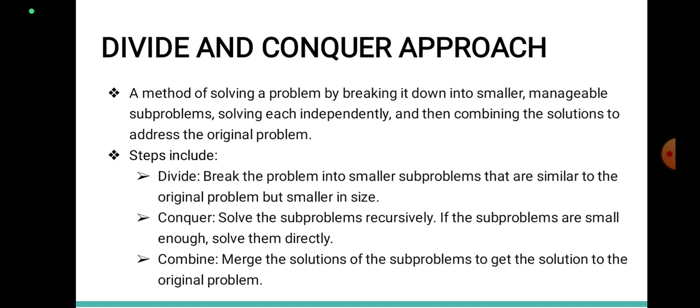There are three main steps. First one is divide. While dividing, we are breaking the problem into smaller subproblems that are similar to the original problem, but smaller in size. Then we conquer, that is, solve the subproblems recursively. If the subproblems are small enough, then we will solve them directly. The last step is combine. We merge the solutions of the subproblems that we have obtained before. Then we will get the solution to the original problem.